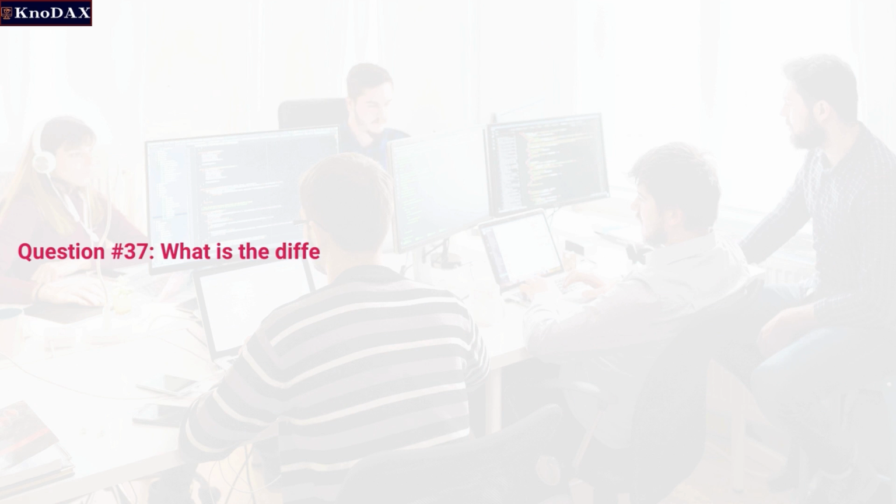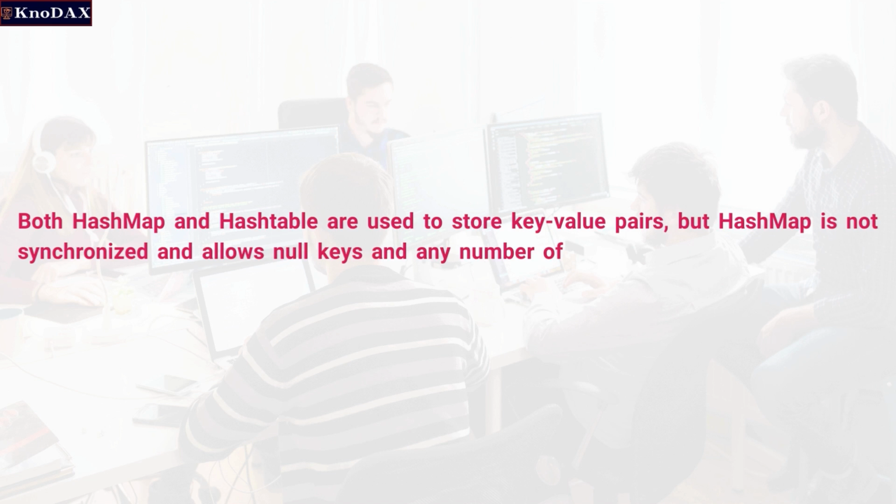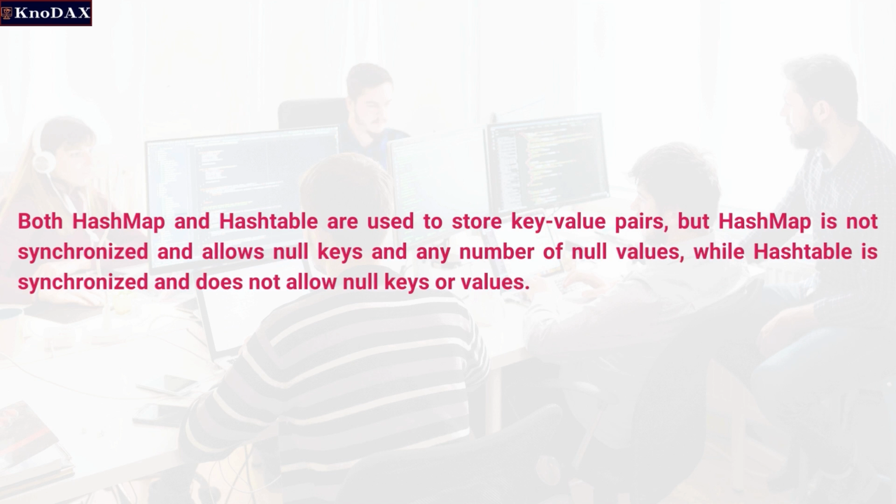What is the difference between a HashMap and a Hashtable? Both HashMap and Hashtable are used to store key-value pairs. But HashMap is not synchronized and allows null keys and any number of null values, while Hashtable is synchronized and does not allow null keys or values.